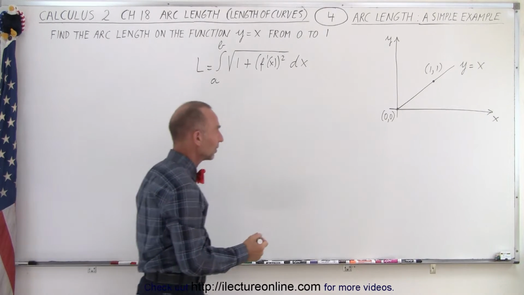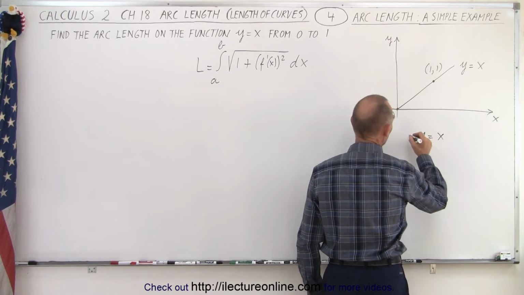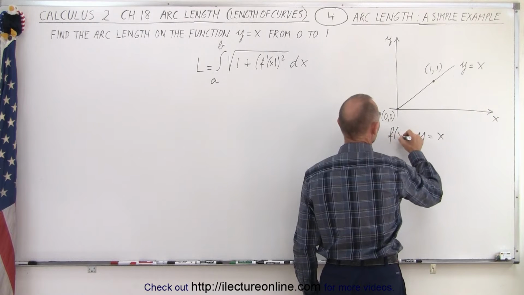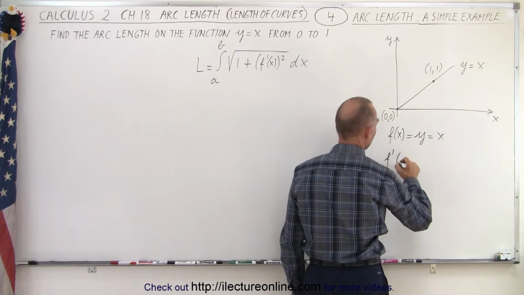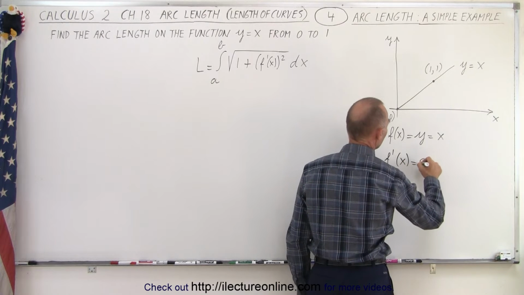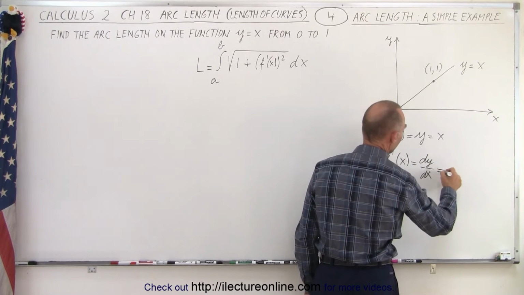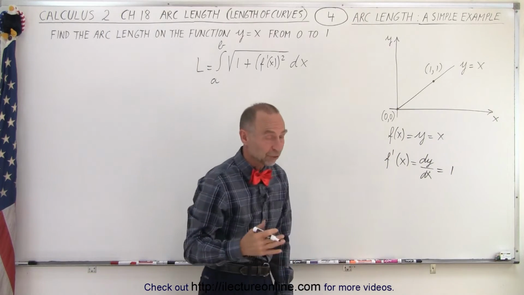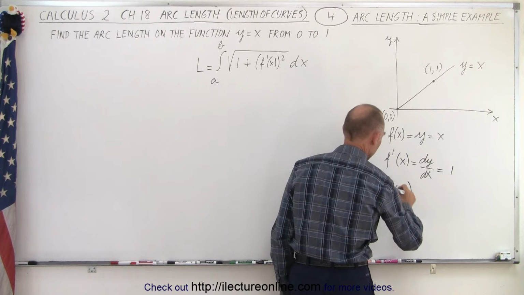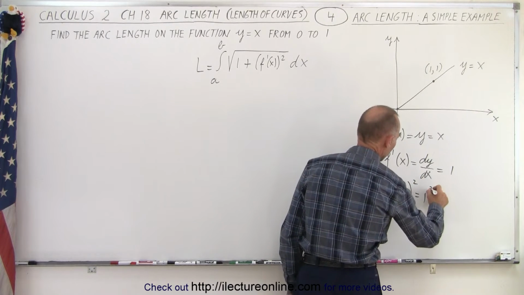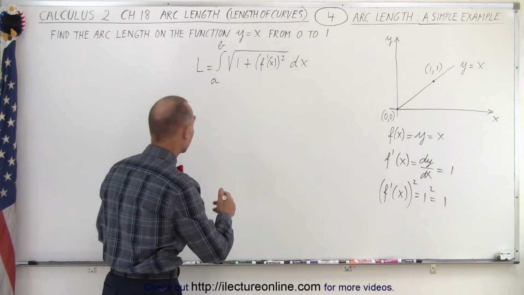So what we need to do is realize that since y is equal to x, and of course y is equal to the function of x, we can then say that f prime of x is equal to dy/dx, and the derivative of that is simply equal to 1. And then if we square that, we have f prime of x squared. Well, that's equal to 1 squared, which is still equal to 1. And then we go ahead and plug that in here.